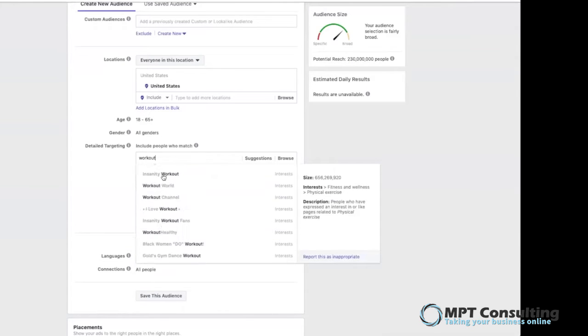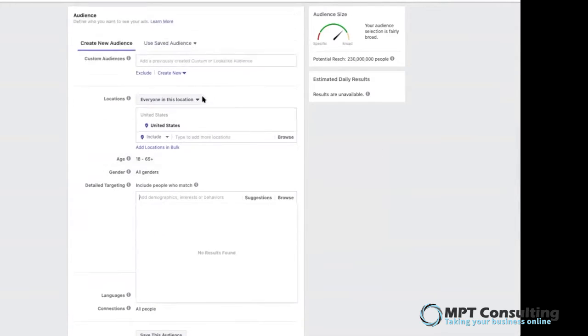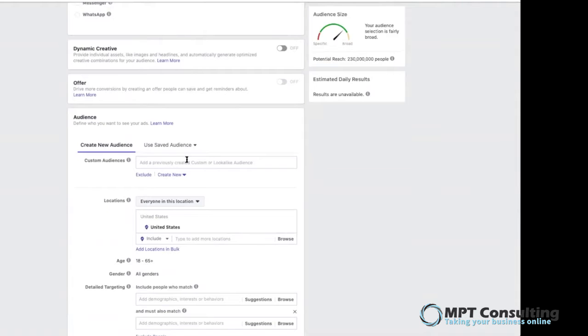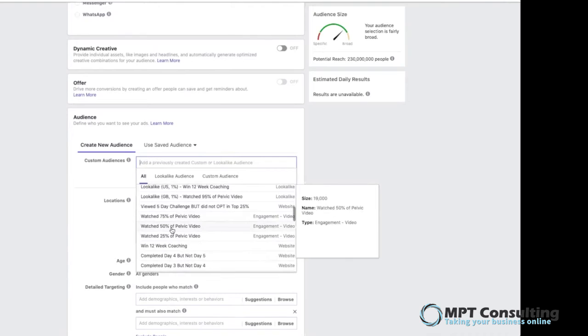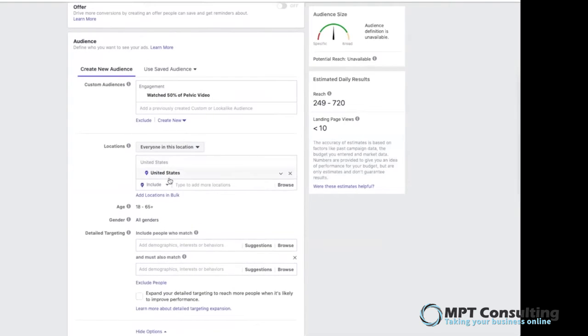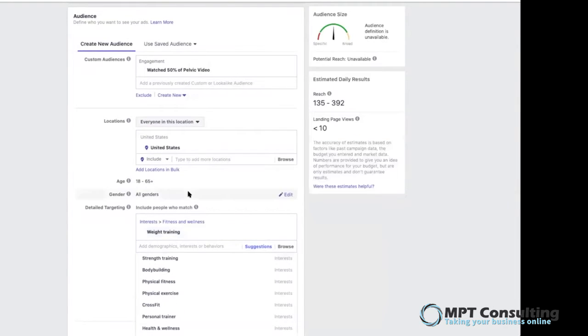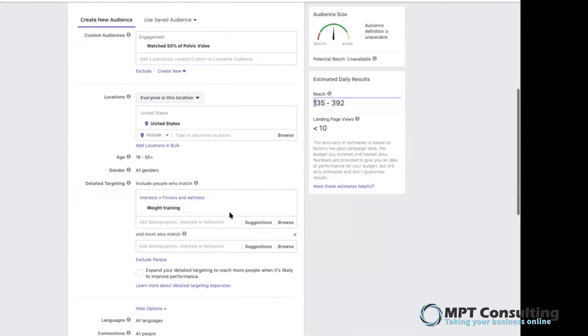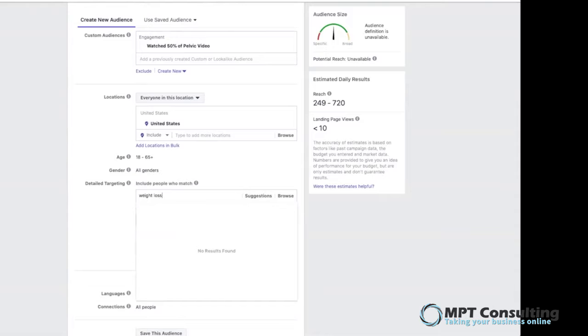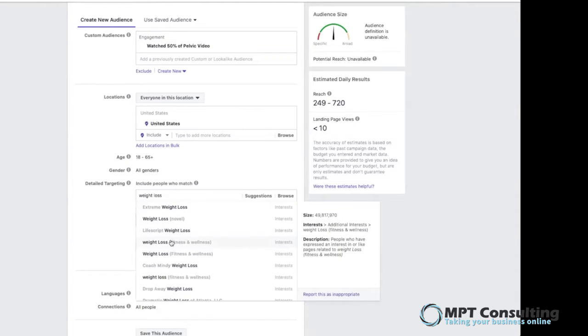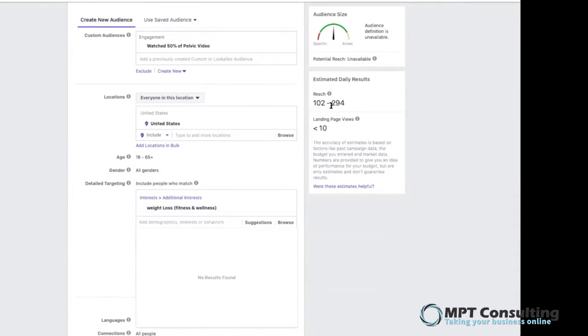Coming down here, this is the number one thing that people do wrong: they try to put in a custom audience that they've already engaged with. It could be numerously deep down the funnel. This is how people get confused. Let's say I did one of my pelvic floor videos, 19,000 people. If I put in a detailed targeting, let's just say weight training, it's going to decrease the audience size. And even worse, if we put something bigger, like weight loss, it's going to completely eliminate the kind of results that we want to get.